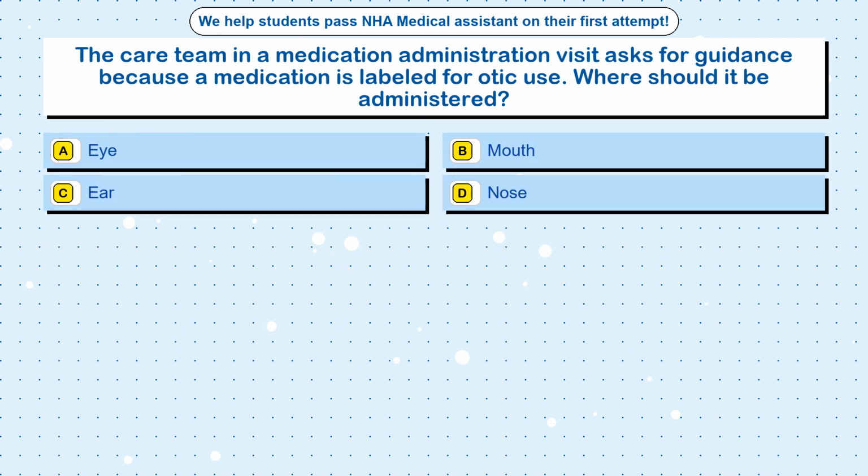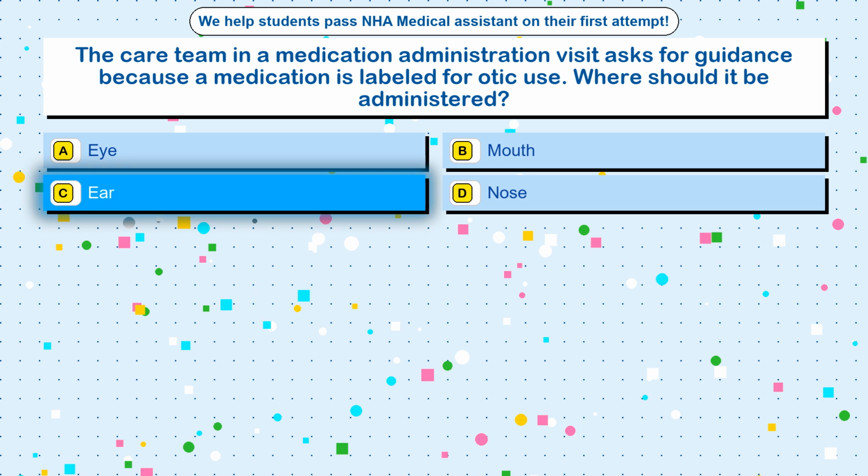Question 19. The care team in a medication administration visit asks for guidance because a medication is labeled for otic use. Where should it be administered? Option A, eye. Option B, mouth. Option C, ear. Option D, nose. The correct answer is option C, ear.